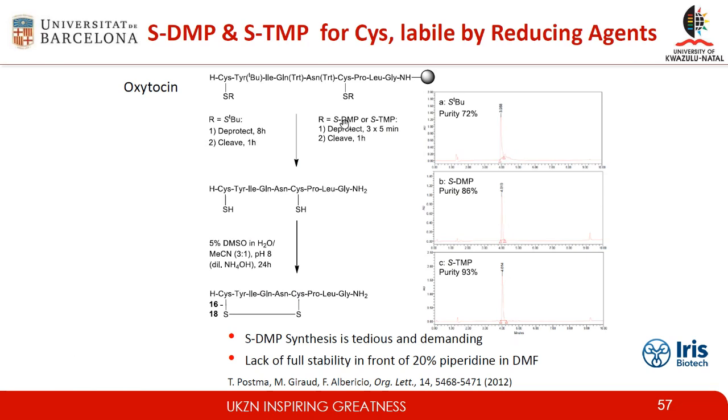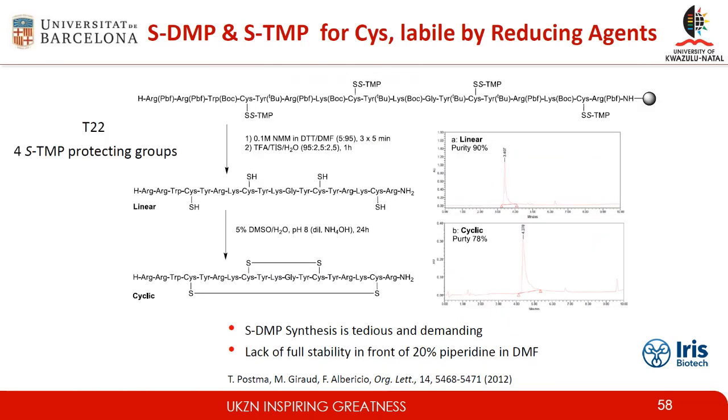The big difference is that for a simple peptide such as oxytocin, we need 8 hours to remove the tert-butyl, and DMP only a few minutes. Here we have another example: we have the T22 with 4 TMPs. We can remove them and then make the oxidation.